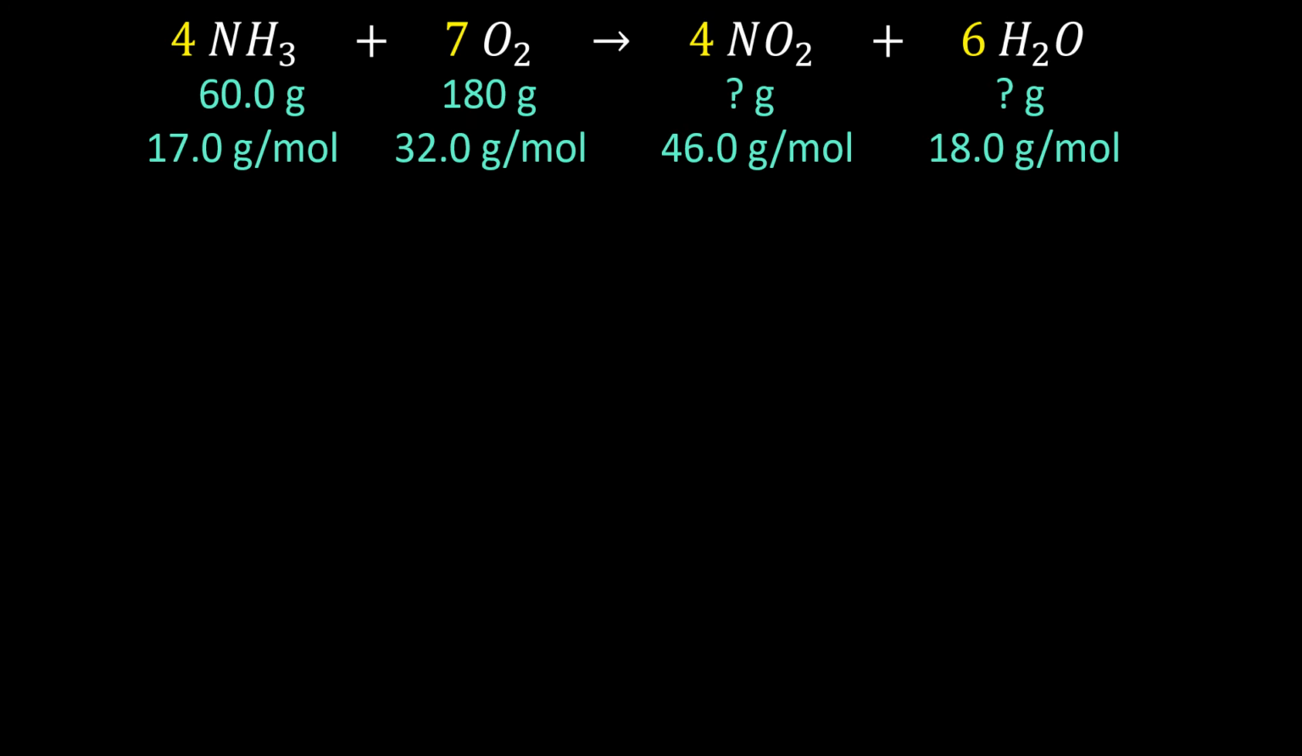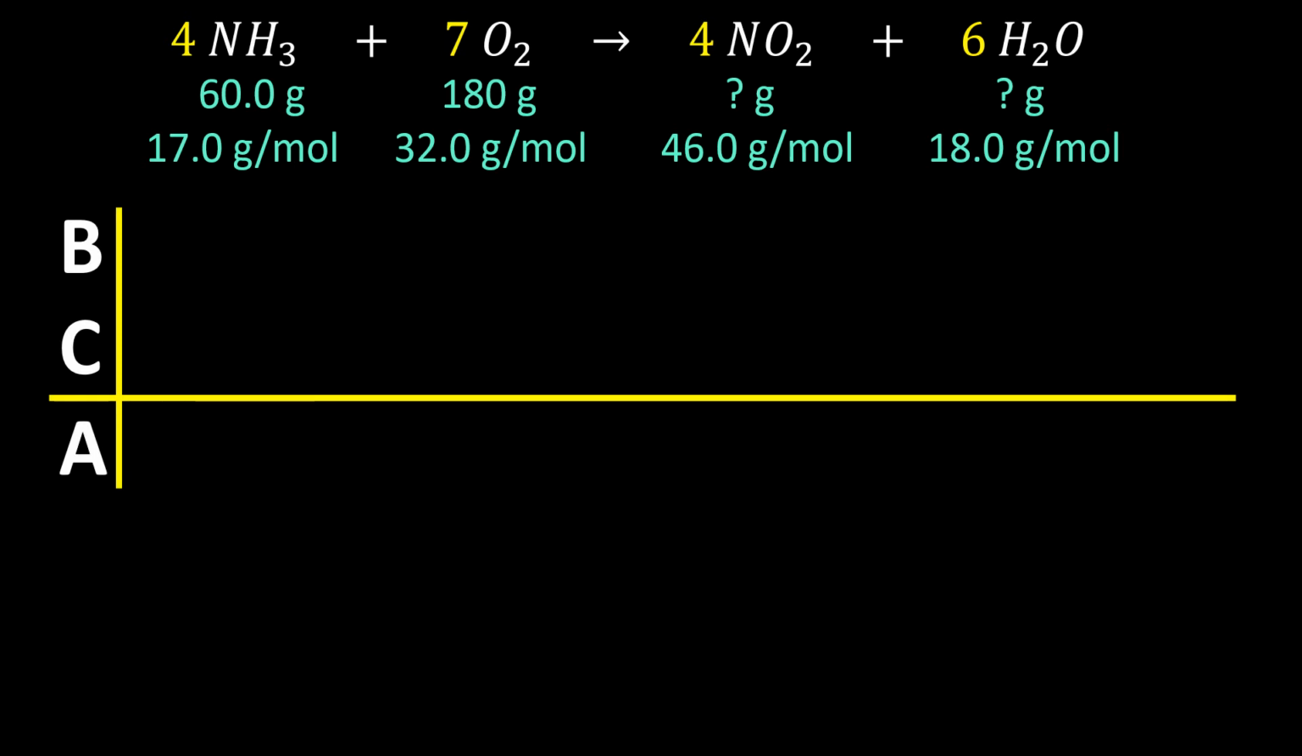Okay, so now we're going to start the BCA method. Remember, the BCA method is a table, and each entry in the table is going to be a number in moles. The B stands for the amount in moles of either the reactant or the product before the reaction. The C stands for the change during the reaction, so we're going to put a positive or a negative sign in front of each number to indicate how it's changing during the reaction. And the A is after the reaction, the number of moles left over after the reaction.